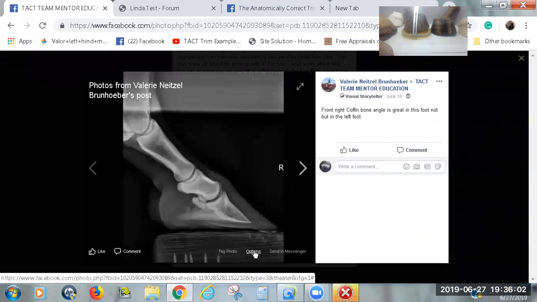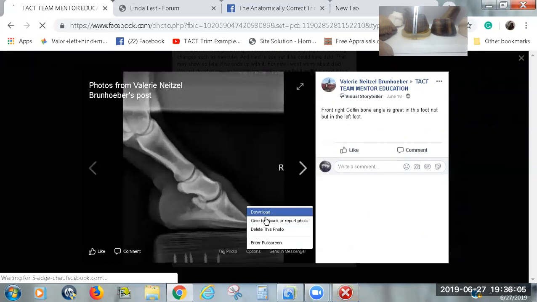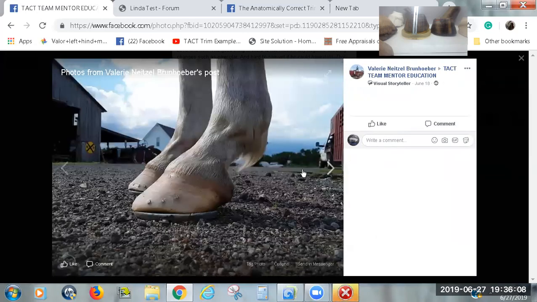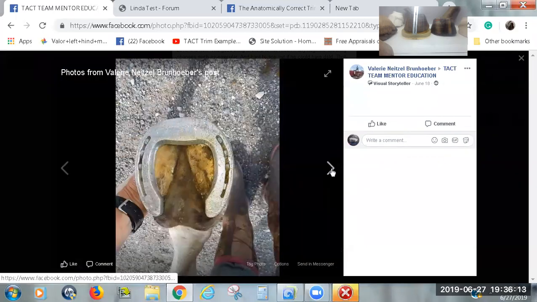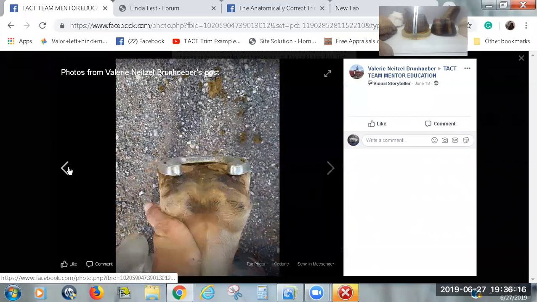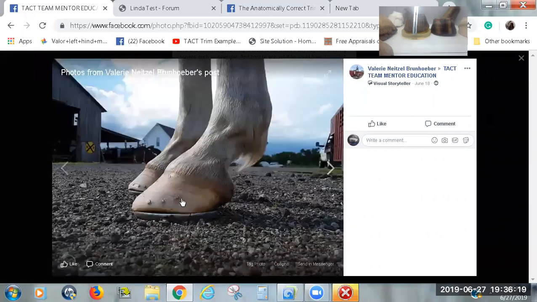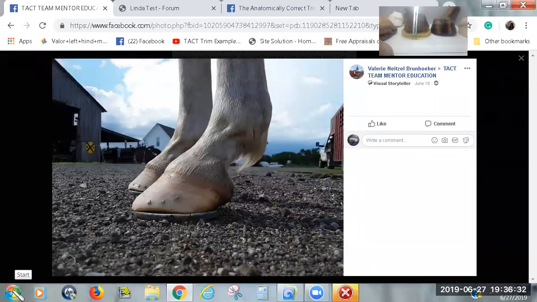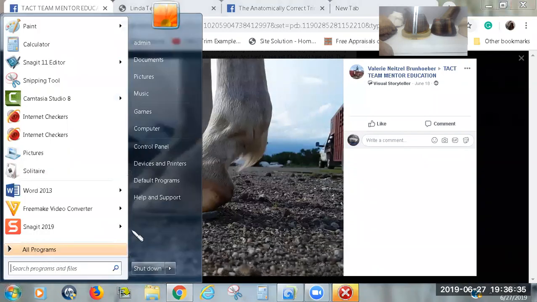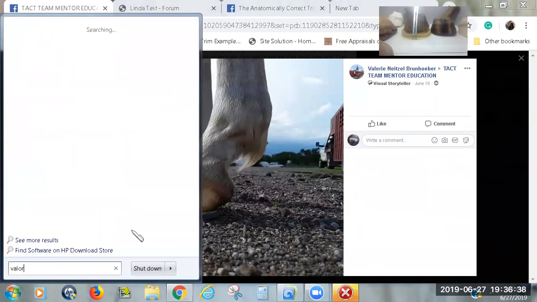That's why I had it x-rayed. It just confirmed my thoughts of what the coffin bone was like. Which foot has the ski tip? Is it this one or the other one? It's his left, this one here. Okay, let's download this one too. Then I'm going to find the picture I took with the shoes on, mine. X-ray.